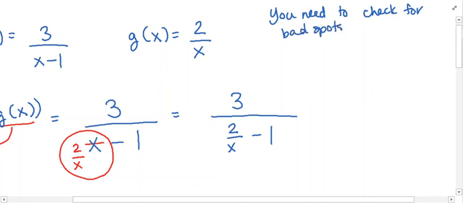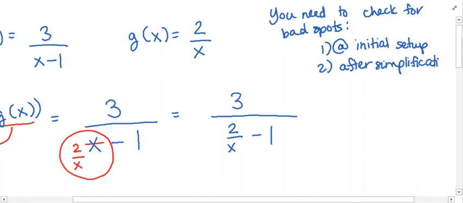Two different times: first, at initial setup. And then once you simplify, like I said, that simplification process may cover up the bad spot. And then you need to check again once you've simplified, because another bad spot may become visible. So after simplification.